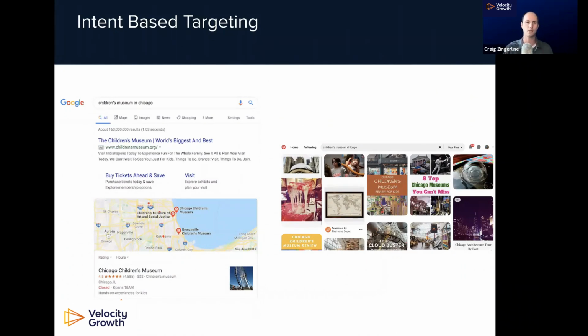2 different use cases here. One is Google search results, which we're all familiar with, and the other here is Pinterest, actually. Many folks don't know that Pinterest actually has a very great high intent search algorithm built in, and it's very useful for marketers, and it's fairly cost effective to get in front of people. You can notice this promoted tweet by Home Depot when I'm looking for Children's Museum Chicago.